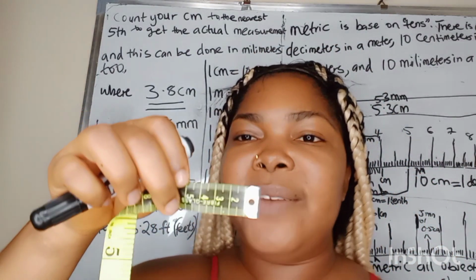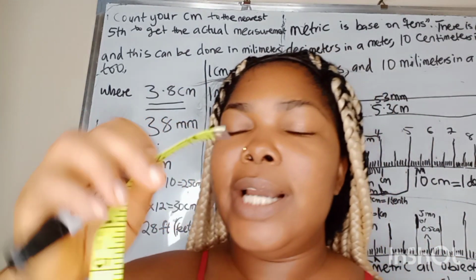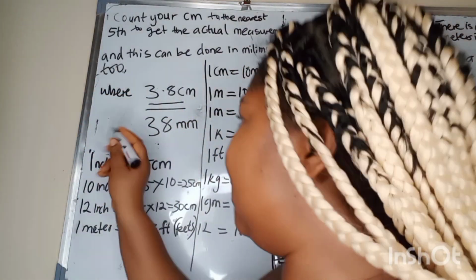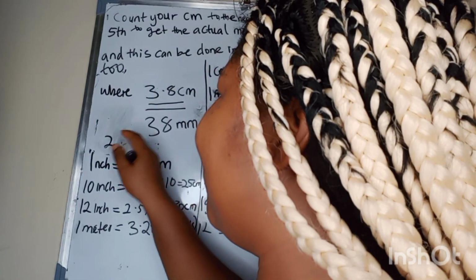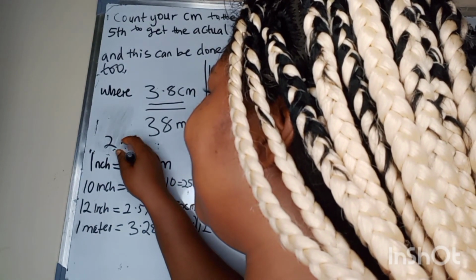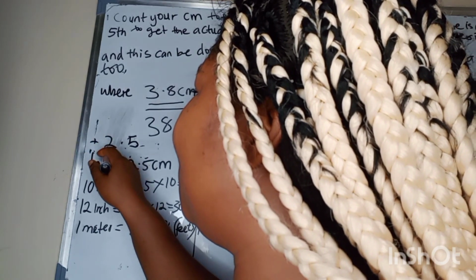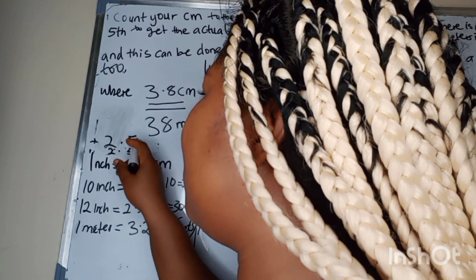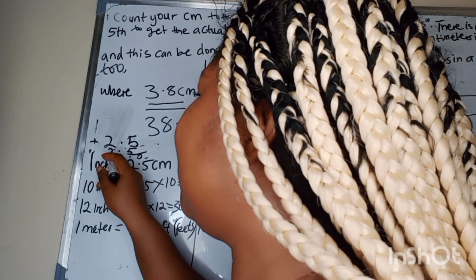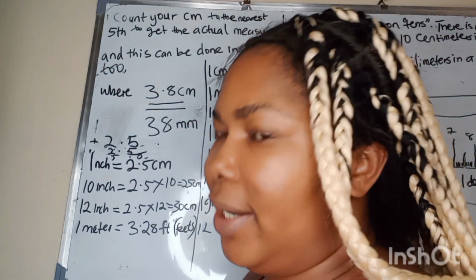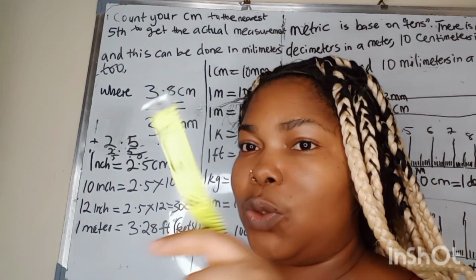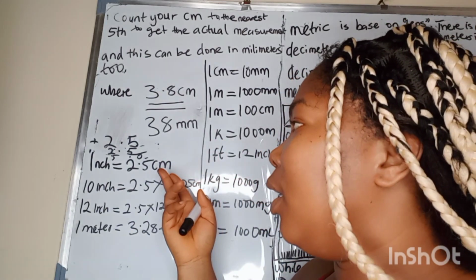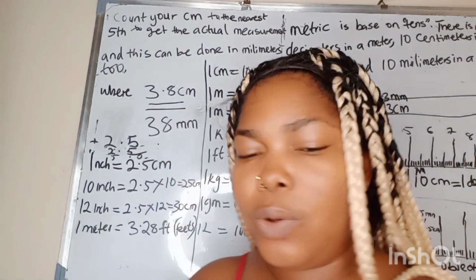So if 2.5 centimeters gives you 1 inch, it therefore means that 5 centimeters, let's do the math, 2.5 plus 2.5, this is 0, 2 plus 2 is 4, plus 1 that you carried over, that makes it 5. So this is definitely 5. So 5 centimeters gives us 2 inches. 7.5 centimeters gives us 3 inches, and so on and so forth.